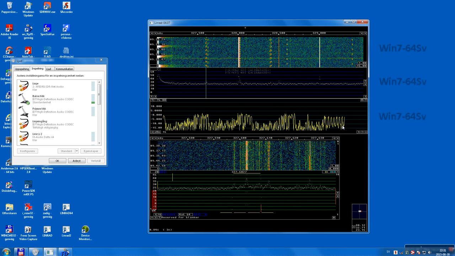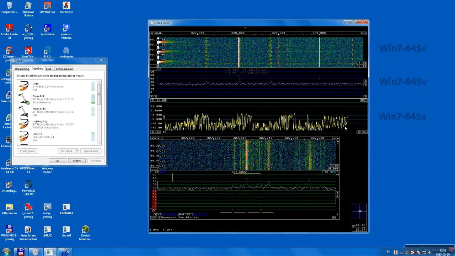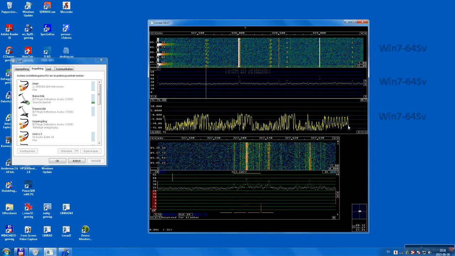And we can see the noise floor. It's here, here, and this is the average noise floor. And it varies, of course, a little from time to time, but I would say 11 decibels signal to noise ratio.